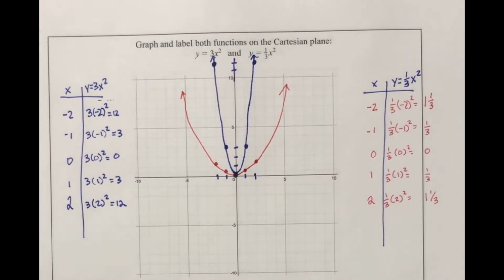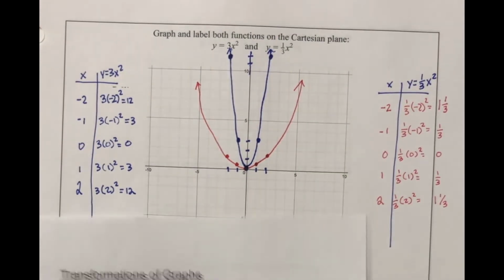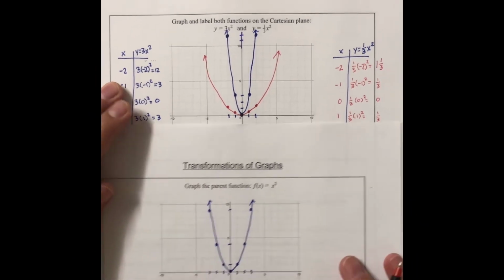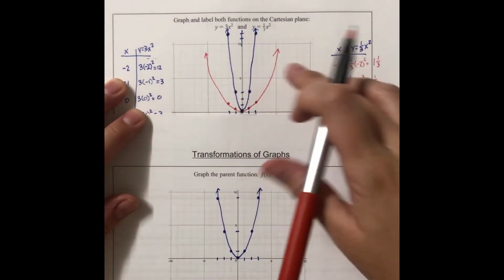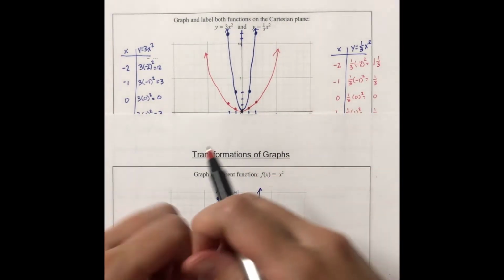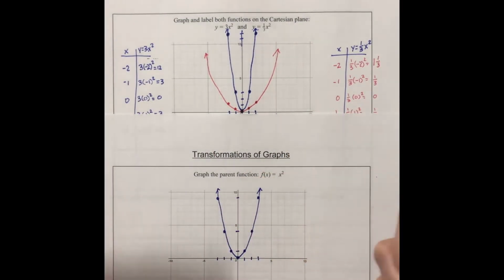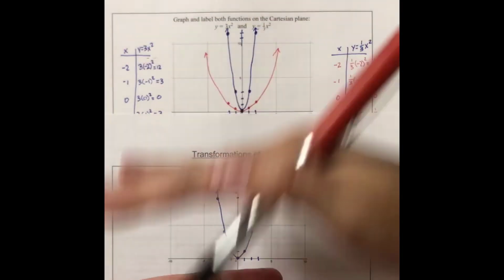Let's compare it to the original again. This one does look wider than the original. Here's the original. This one's much wider. It's like I took this graph and I stretched it horizontally, or compressed it. It got wider.